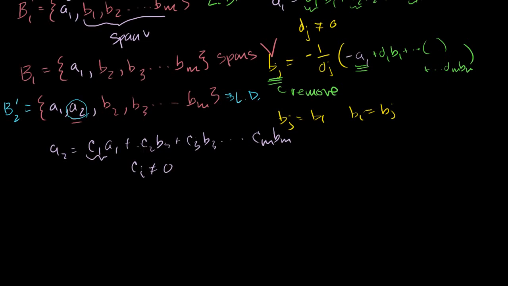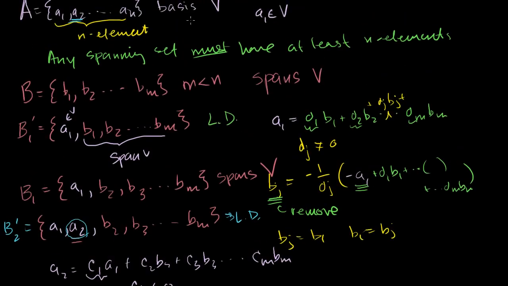If all of these were 0, then that means that A2 is a linear combination of A1, right? All of these would cancel out, and you'd have A2 equal to some non-zero constant times A1. But we know that's not the case because these two come from the same linearly independent set. They both come from that basis. A basis is a spanning set that is linearly independent.